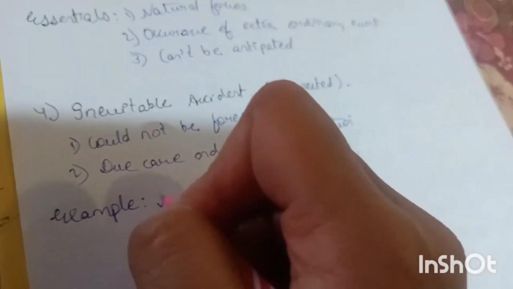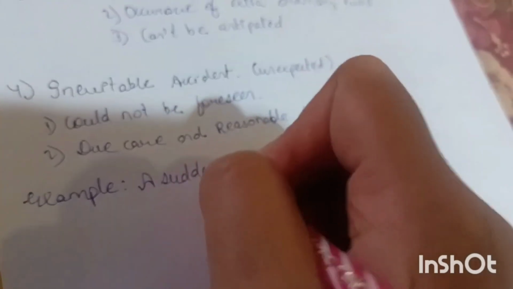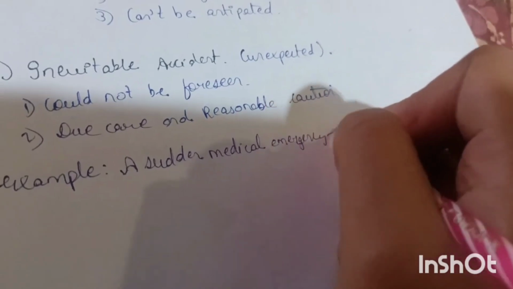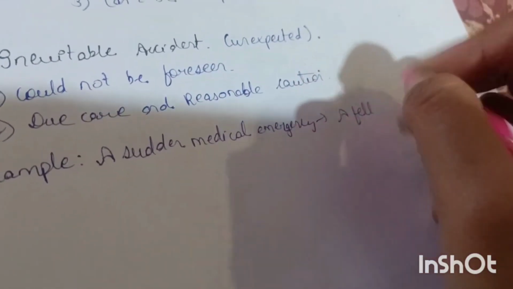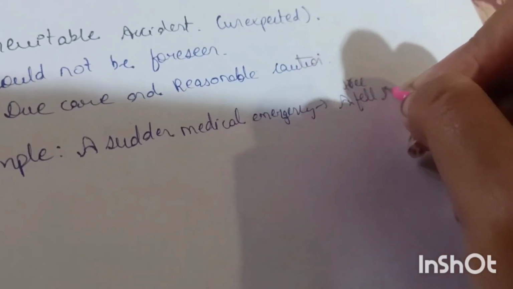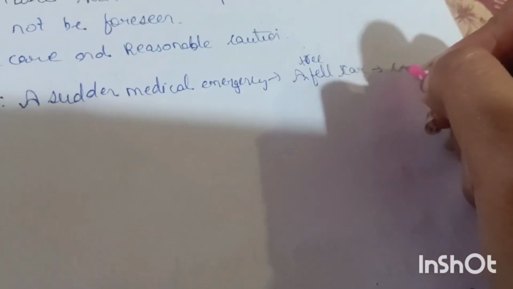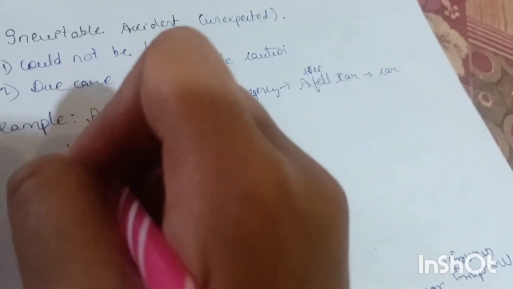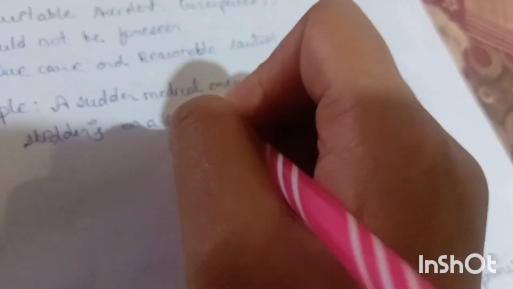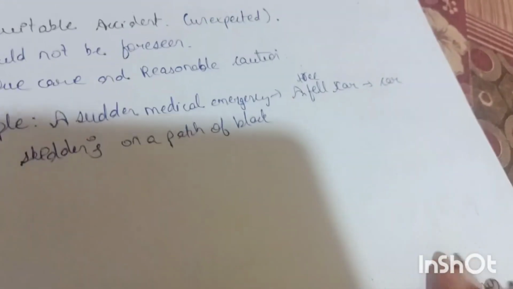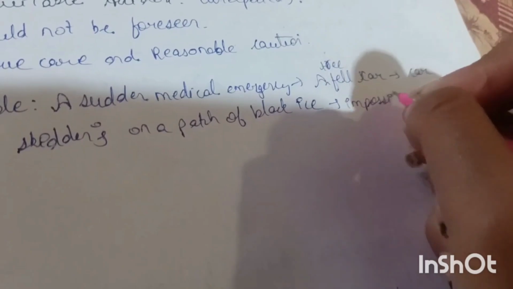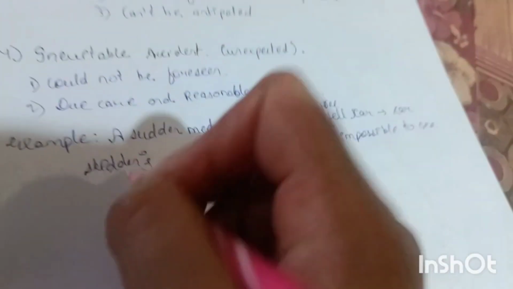So you can write a sudden emergency, a sudden medical emergency, and a tree fell on the car, and the car skidding on a patch of black ice, due to which impossible to see beforehand.